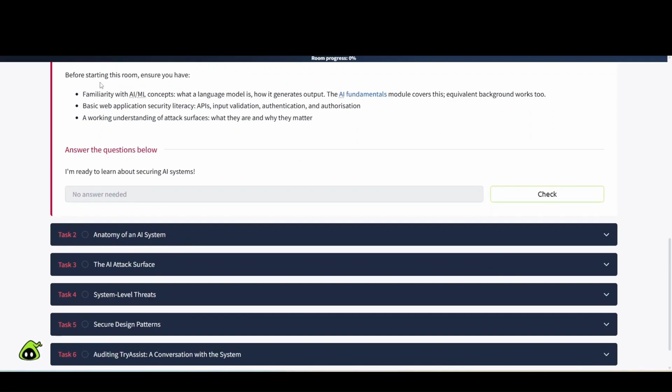Prerequisites. Before starting this room, ensure you have familiarity with AI/ML concepts: what a language model is, how it generates output. The AI fundamentals module covers this. Equivalent background works too. Basic web application security literacy: APIs, input validation, authentication, and authorization. A working understanding of attack surfaces, what they are and why they matter. Okay, I'm ready to learn about securing AI systems.